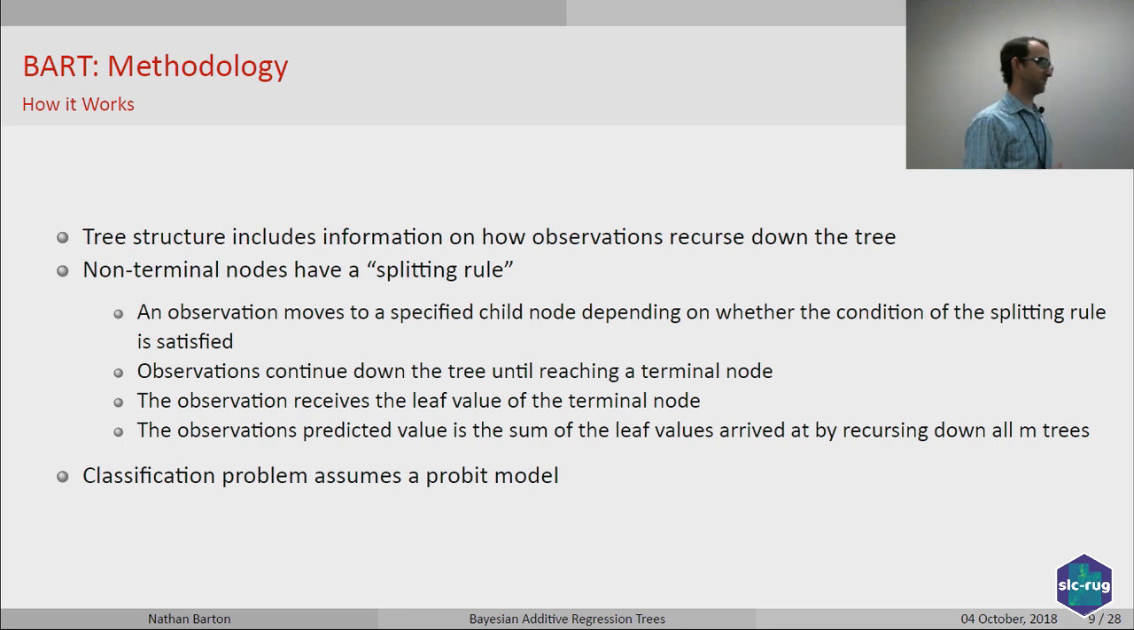And the other thing I guess to point out here is if you do run a classification model in Bayesian additive regression trees, it assumes a probit model instead of a logit model. I don't know why they picked probit, but maybe they were economists.